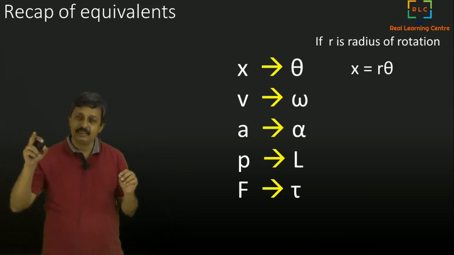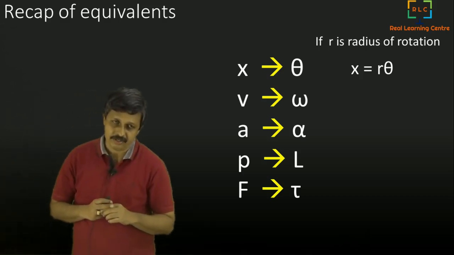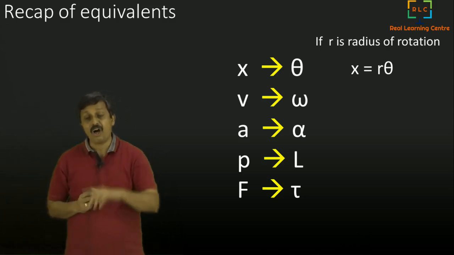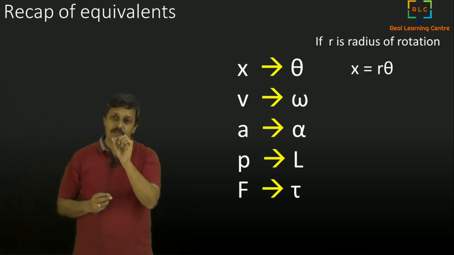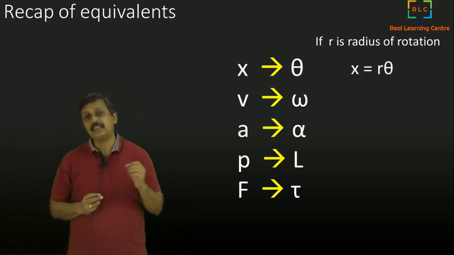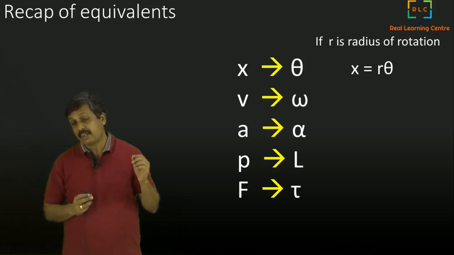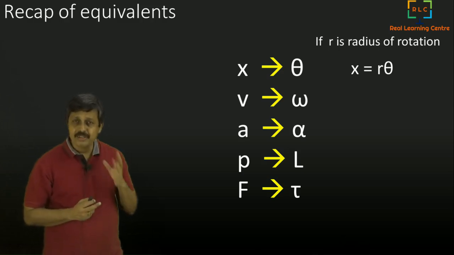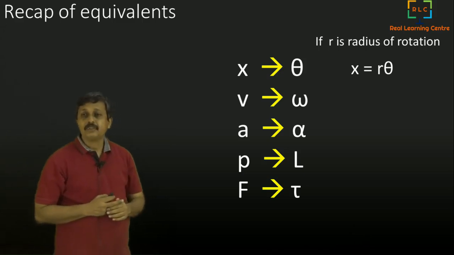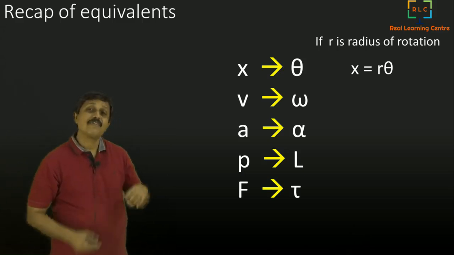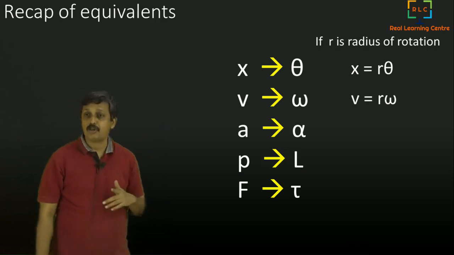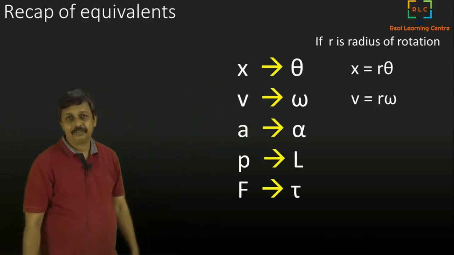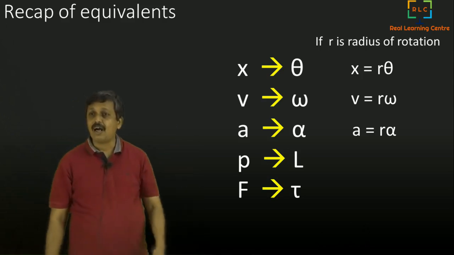For a circle, the arc length of a sector will be equal to the radius times the angle subtended at the center. So this is actually a regular geometrical statement, x is equal to r theta. Now if you go one level further, then velocity will be equal to r omega. Velocity is nothing but x by t, and theta by t gives omega, so it becomes r omega. Similarly, a is equal to r alpha.